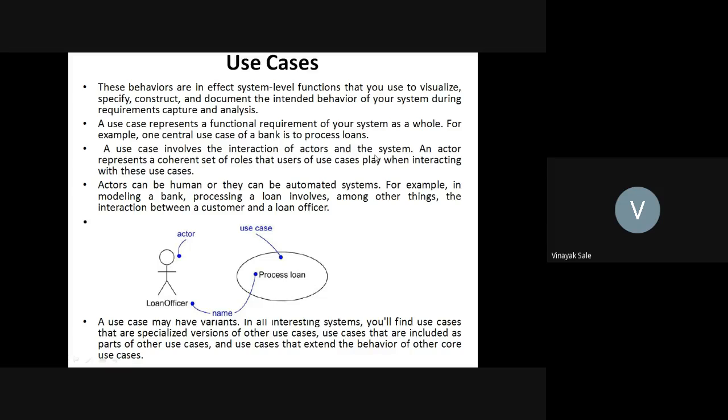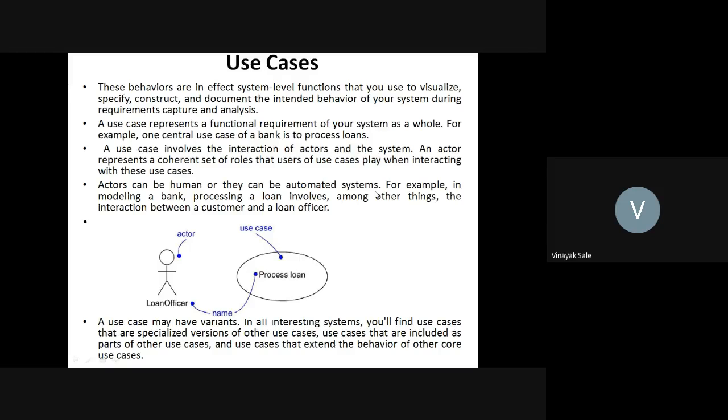An actor represents a coherent set of roles. So an actor may play different roles, maybe sometimes as a customer, sometimes as a manager, sometimes as a developer, sometimes as a user. So an actor represents a coherent set of roles that users of use cases play when interacting with these use cases. Actors can be human or they can be automated systems.